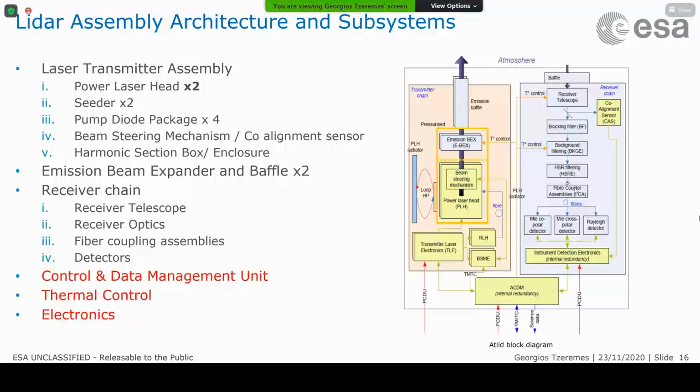After the separation, you can use fiber couplers in order to transfer the signal from the free space via fibers to the right position in the detectors, and then we measure the 3 channels. I'm not going to go into details on the controlling data management unit or thermal control electronics, because these are things you find in every space mission, and it's not specific for LIDAR instruments.